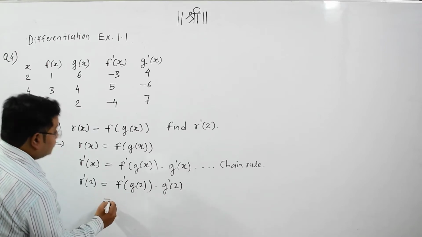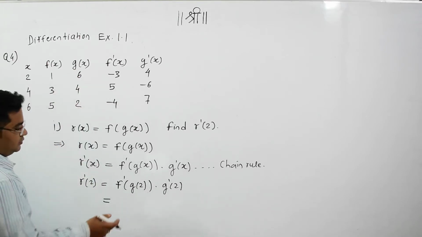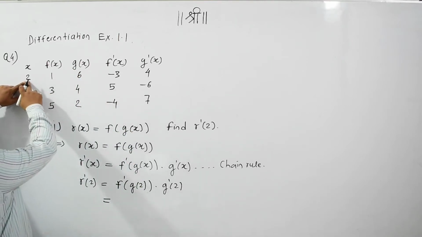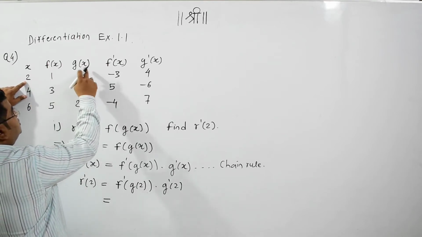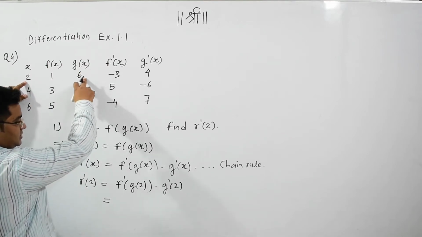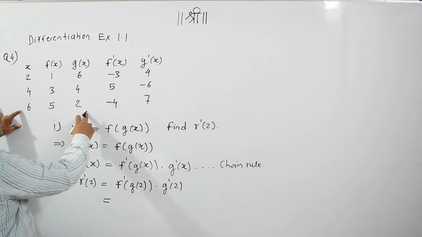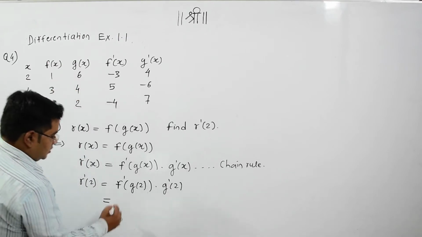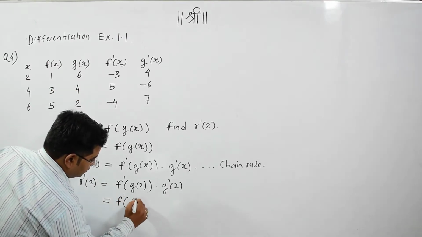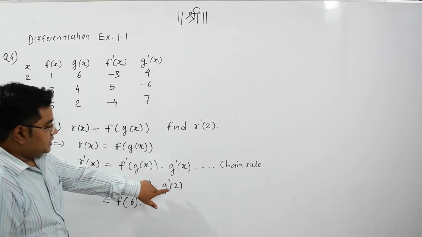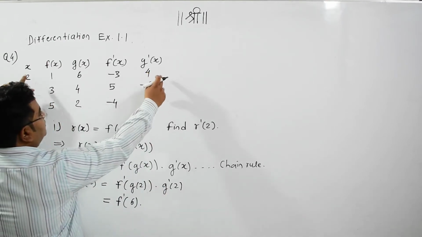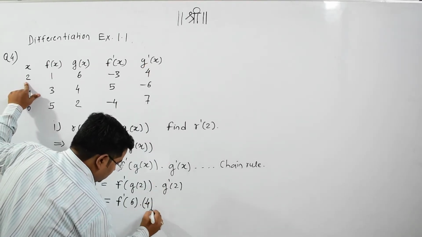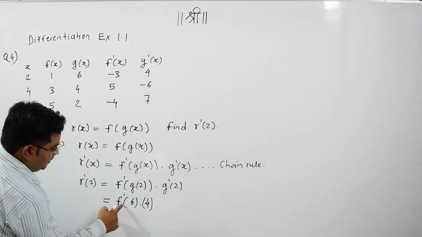Now using our given chart we can find out this value. What is the value of g of 2? So if x is equal to 2, then g of 2 will be 6. Are you getting these terms? Now without any hesitation just substitute the values. Next step, what is g dash of 2? If x is equal to 2, then g dash of 2 will be equal to 4.